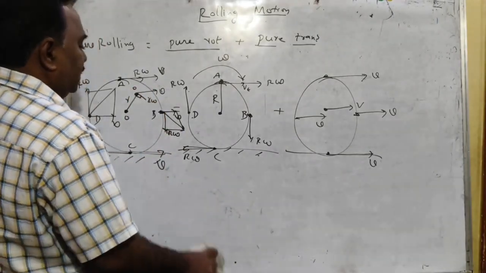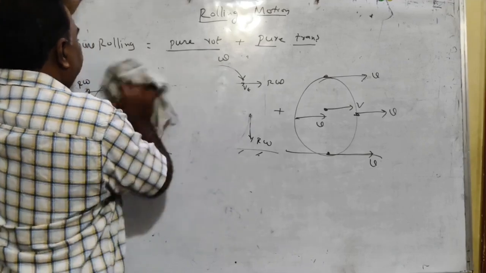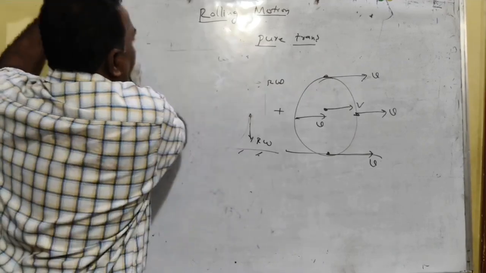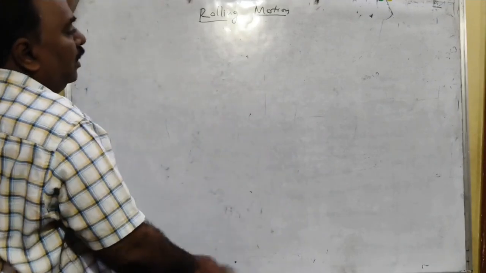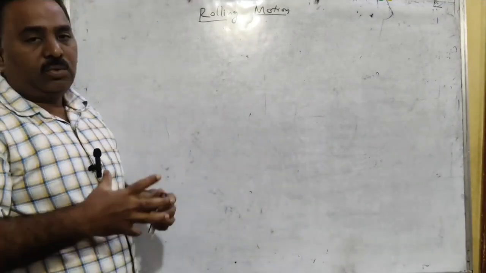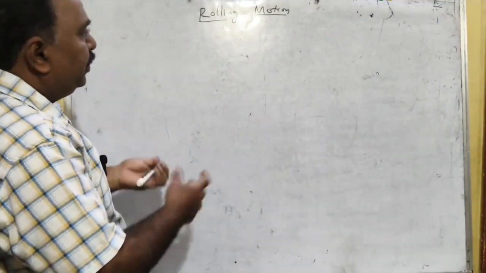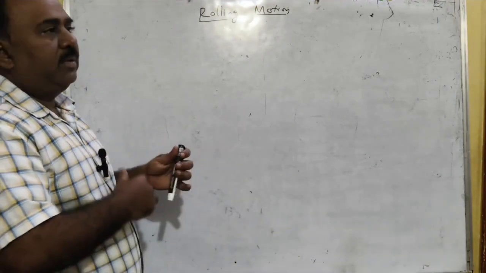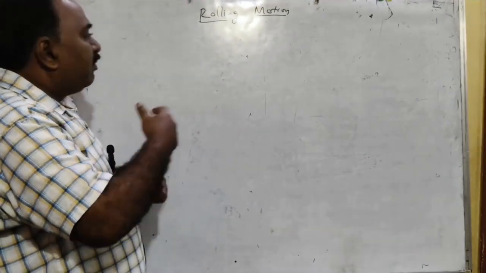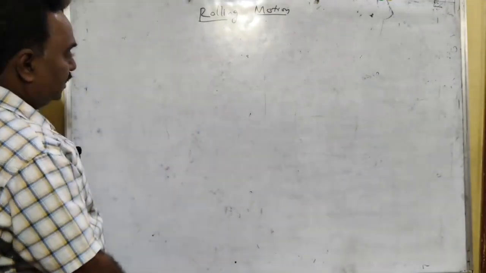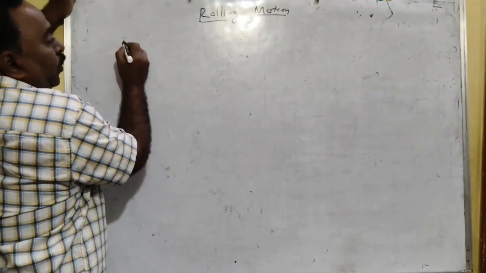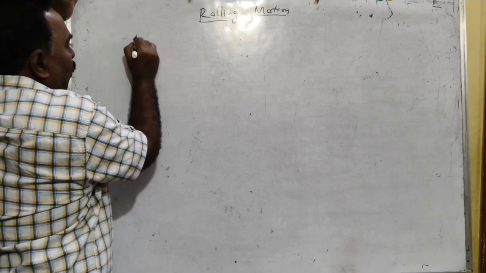Now in the second stage of this lesson, what are the conditions for pure rolling? A body will be rolling in two types only, pure rolling and without pure rolling. Without pure rolling means the body slips, whether forward or backward. That we will discuss later in this lesson, but now we are going to know about only pure rolling.